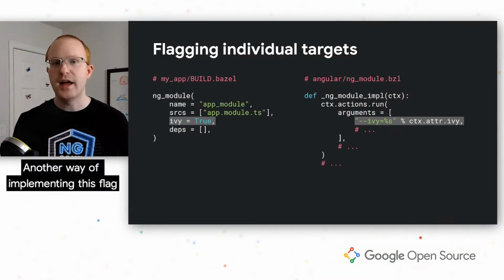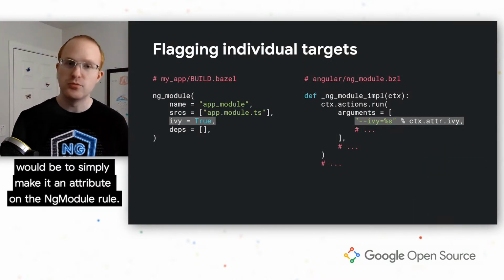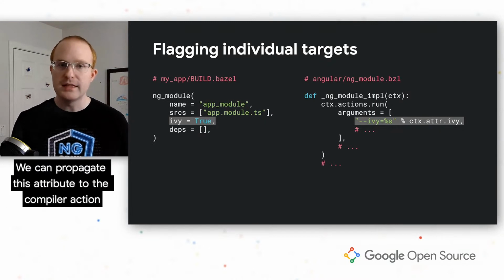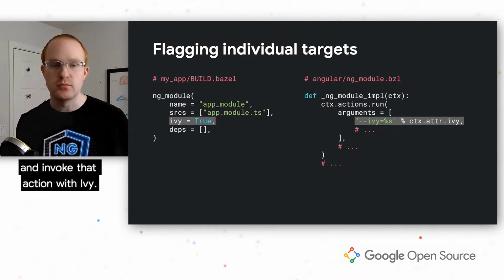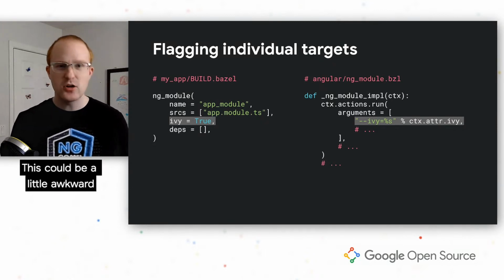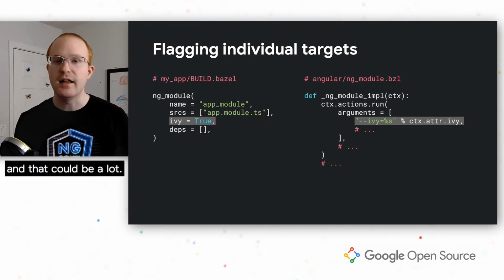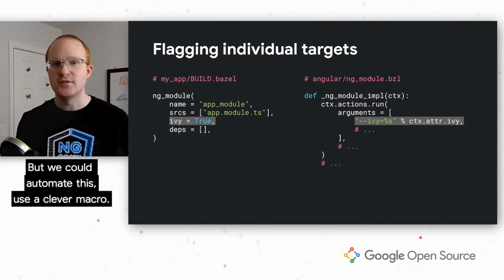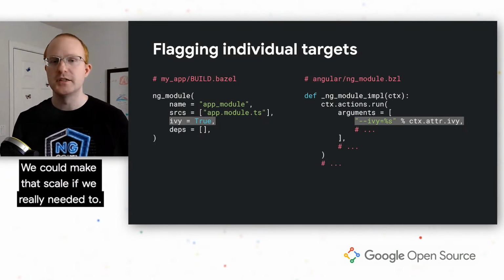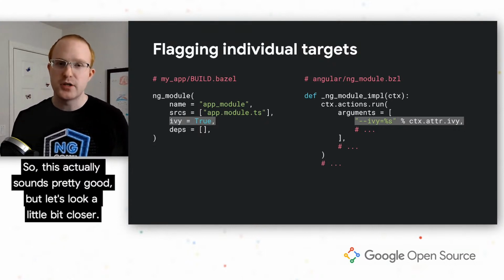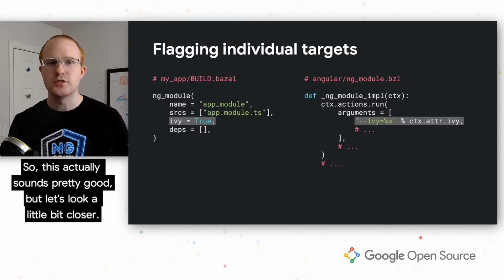Another way of implementing this flag would be to simply make it an attribute on the ng_module rule. We can propagate this attribute to the compiler action and invoke that action with Ivy. This could be a little awkward, as we'd have to put ivy equals true on all of our ng_module rules, and that could be a lot. But we could automate this or use a clever macro. We could make that scale if we really needed to. So this actually sounds pretty good, but let's look a little bit closer.